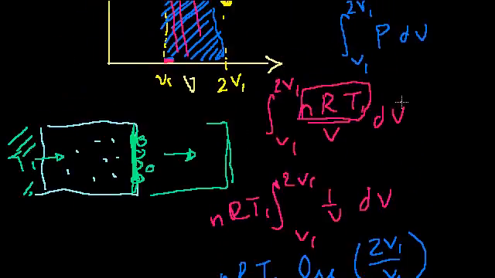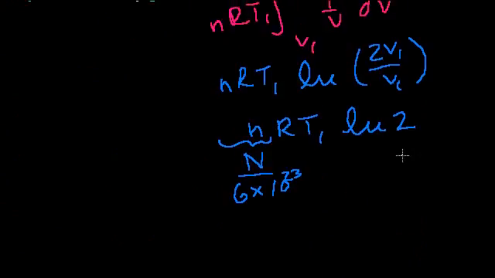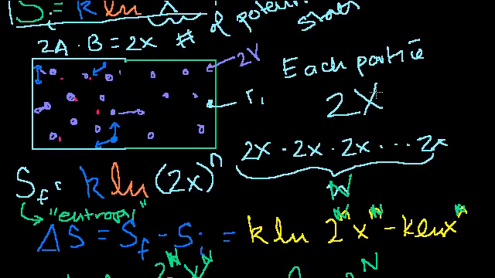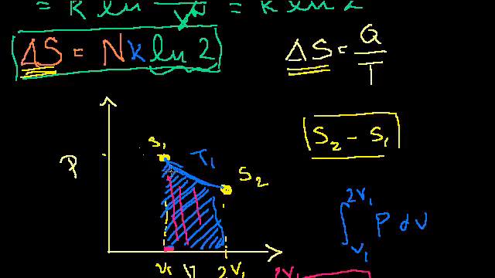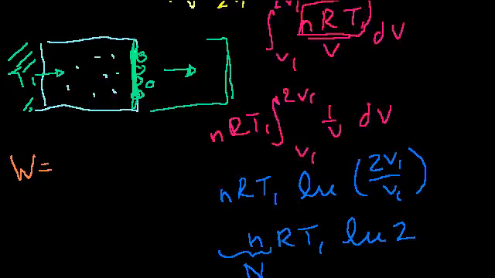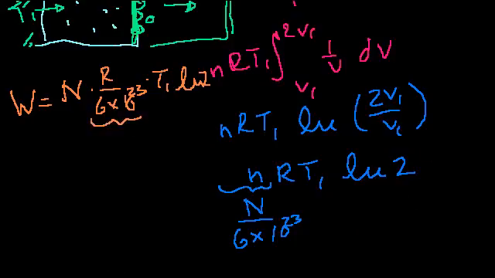Remember, all of this, we were trying to find the amount of work done by our system. This is our quasi-static process. It's going from this state to that state, but doing it in a quasi-static way so that we can get an area under the curve. So the work done by this system is equal to n times R over 6 times 10 to the 23rd times T1 natural log of 2.